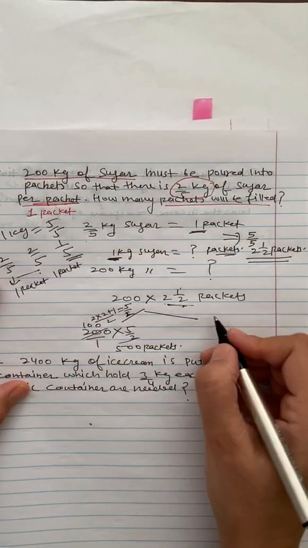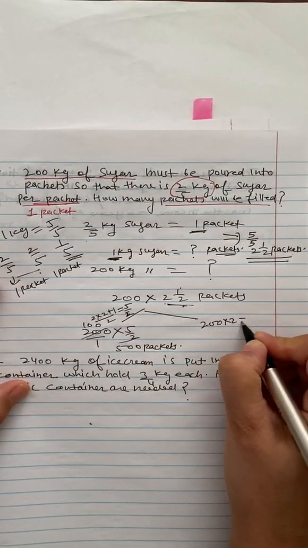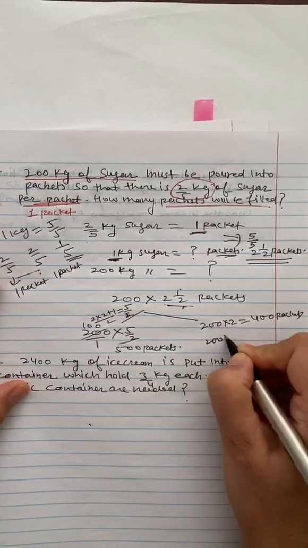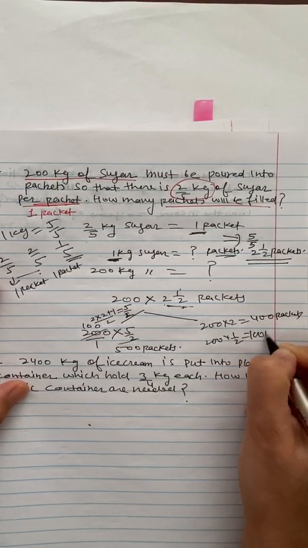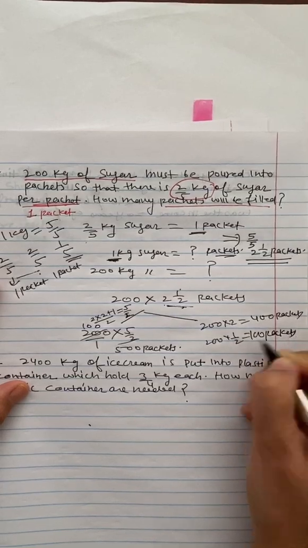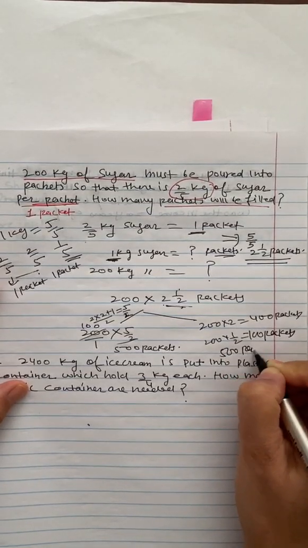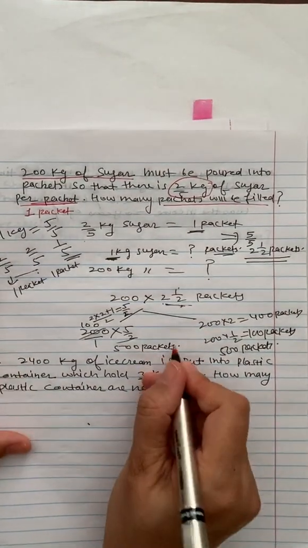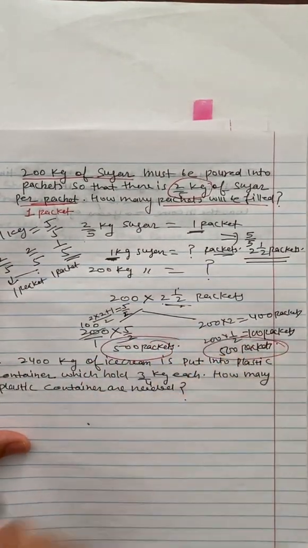Or you can also do 200 times 2, which is 400 packets. And then 200 times half, which is 100 packets. So you will need 500 packets again. Okay, so it's up to you which way you want to use here.